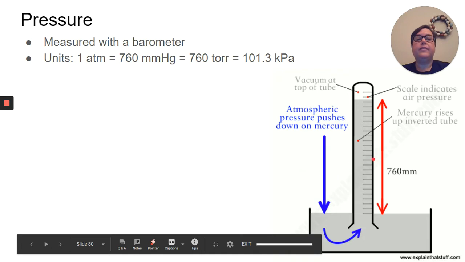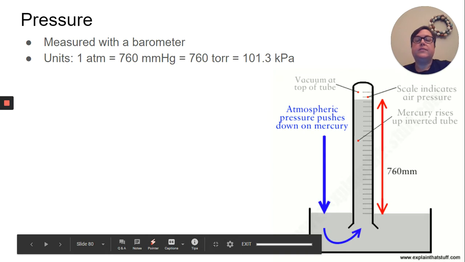So you have a pool of mercury, and it's kind of like an upside down graduated cylinder. And the atmospheric pressure pushes down on the surface of the liquid, and it goes up into the tube. And so the height of the mercury inside our upside down graduated cylinder tells us what the atmospheric pressure is. If you listen to the weather, you might hear it referred to as the barometric pressure.